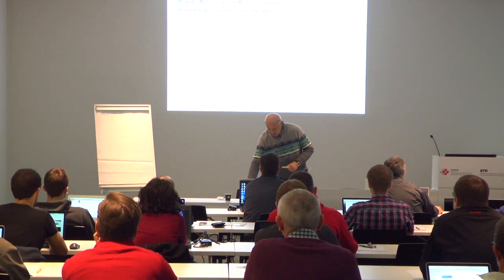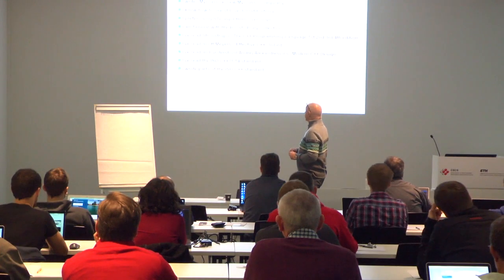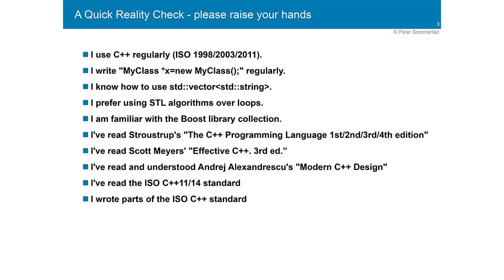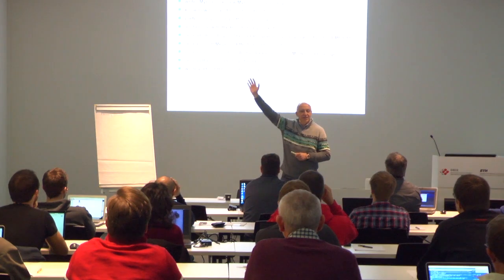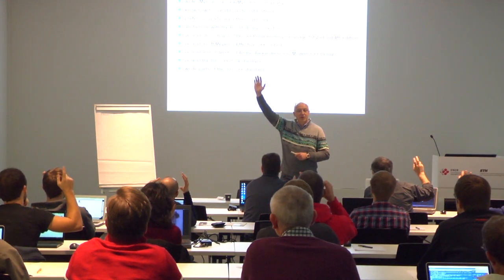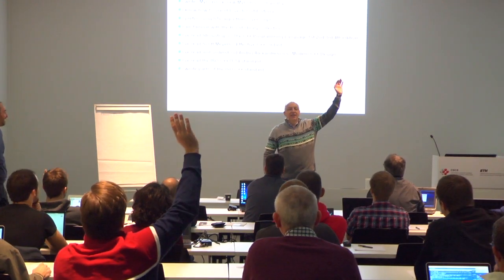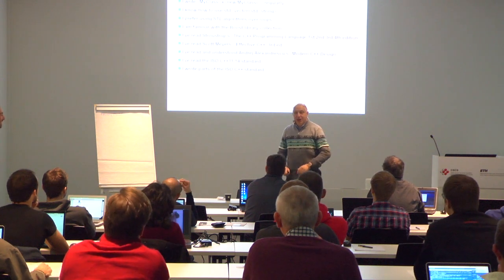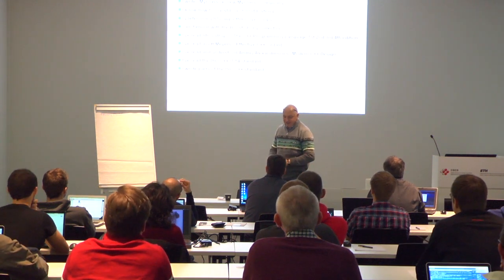And that's my goal. There's a bunch of questions. You mostly answered the first one already. I start with the second one. Who writes regularly things using a plain pointer and then instantiating a class object on the heap? Who is not doing that deliberately? Okay? I hope there are more hands up at the end of the course.